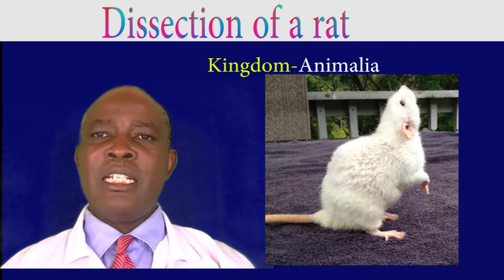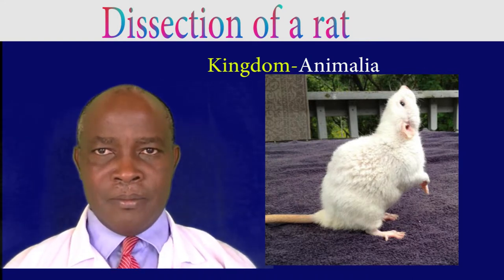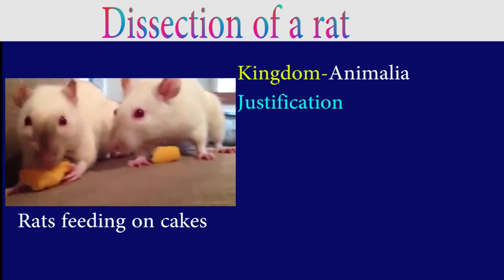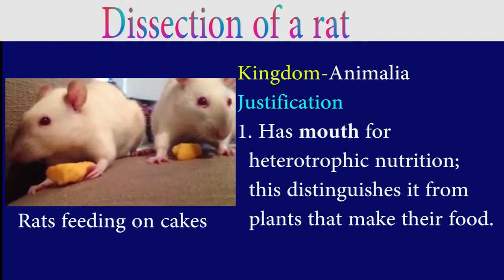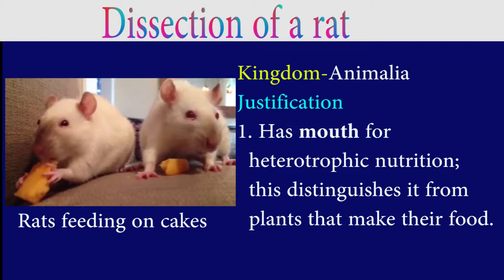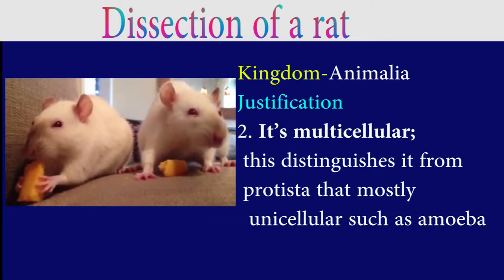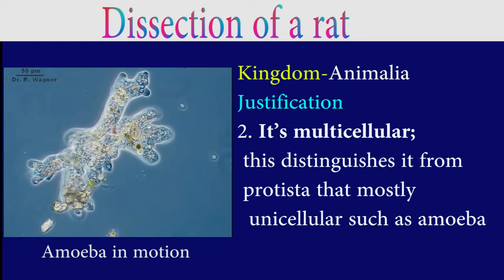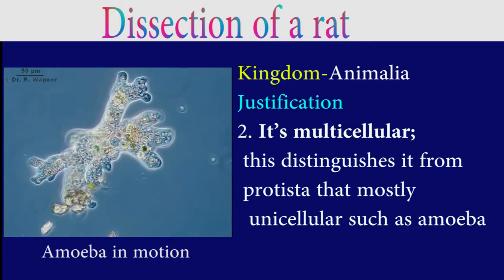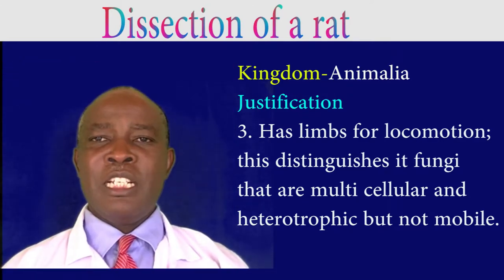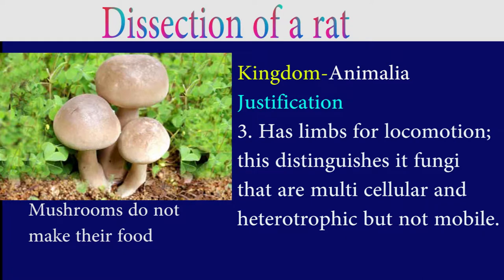Kingdom. The kingdom of a rat is Kingdom Animalia. Justification. What shows that a rat is an animal? It has a mouth for heterotrophic nutrition. From the mouth, you can know that this rat does not manufacture its own food. It is multicellular. This distinguishes it from unicellular organisms such as amoeba. It has limbs for locomotion. This distinguishes it from fungi. Fungi are heterotrophic, but fungi don't move from one place to another.